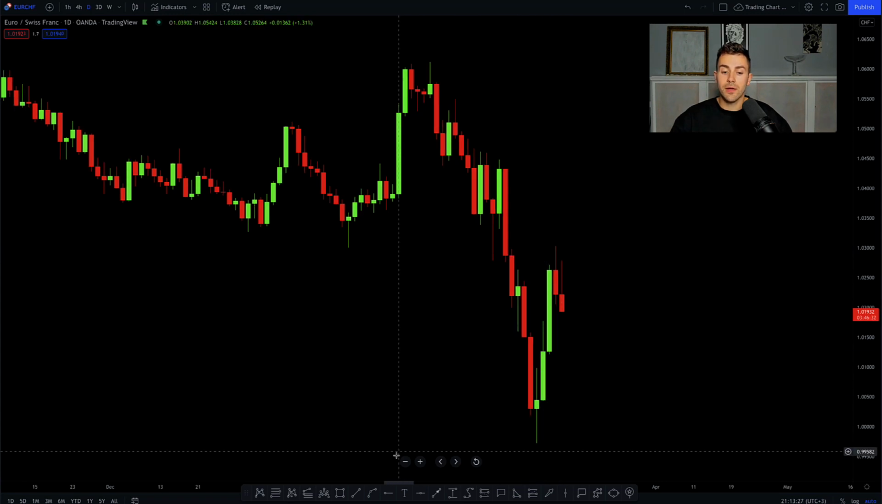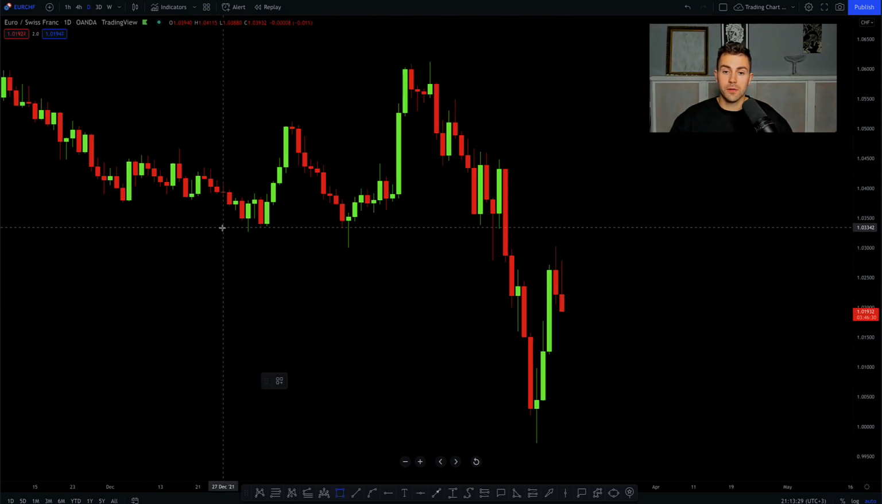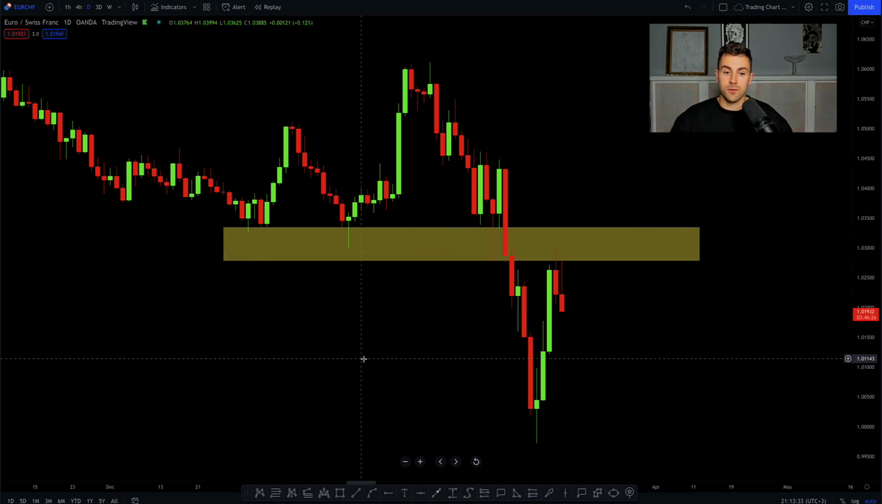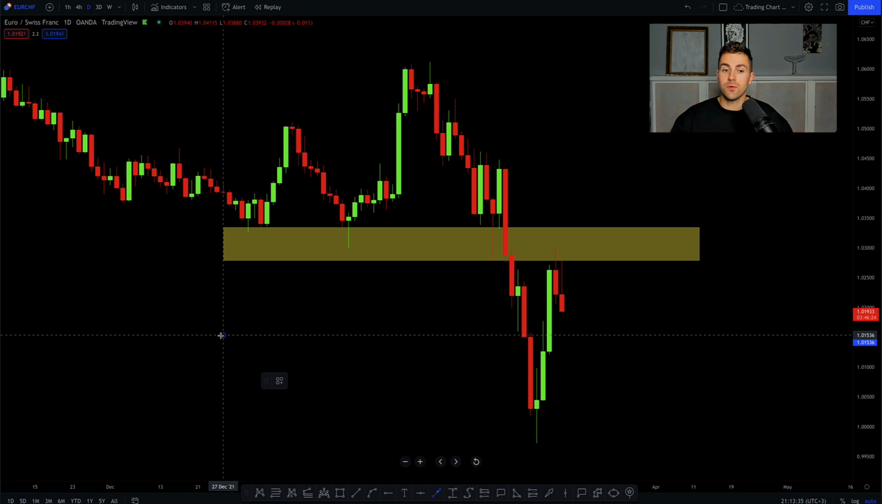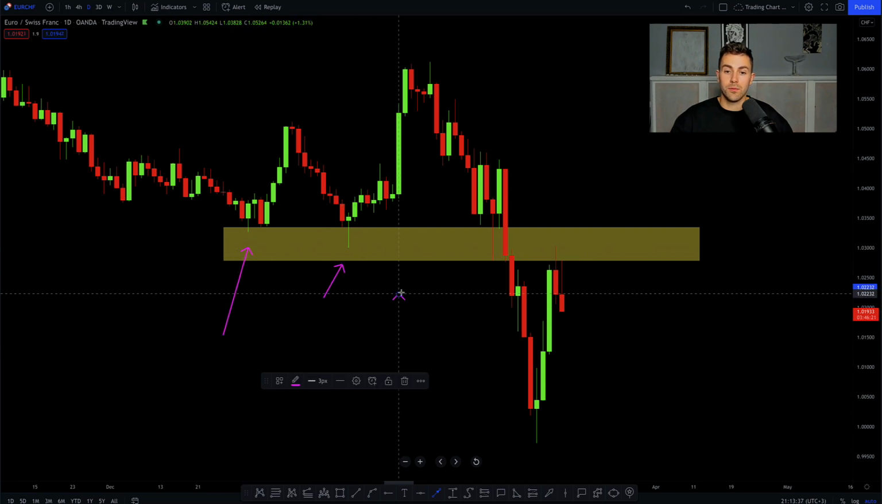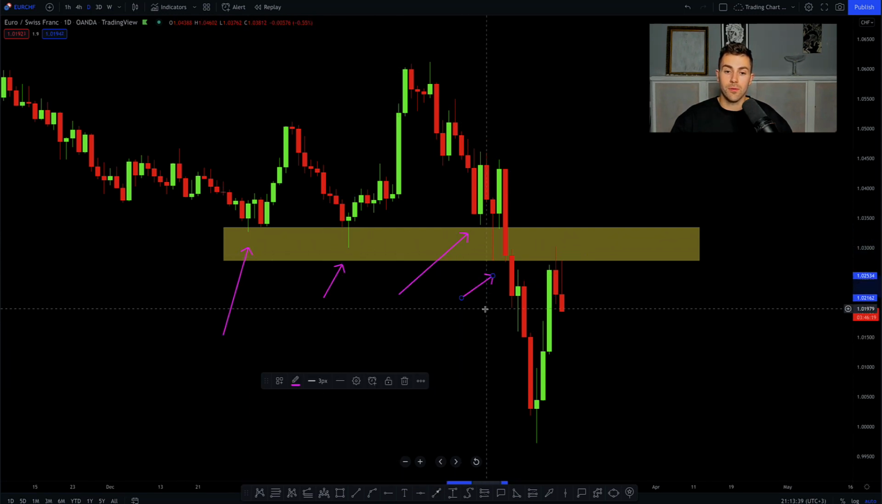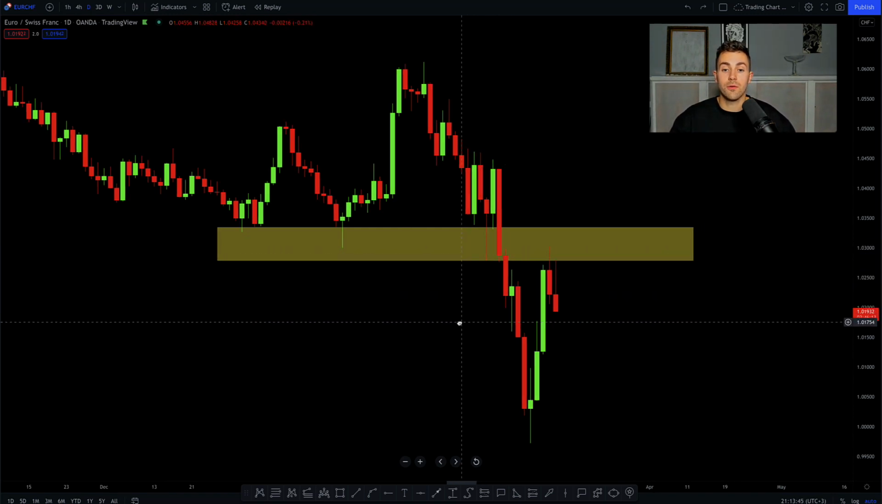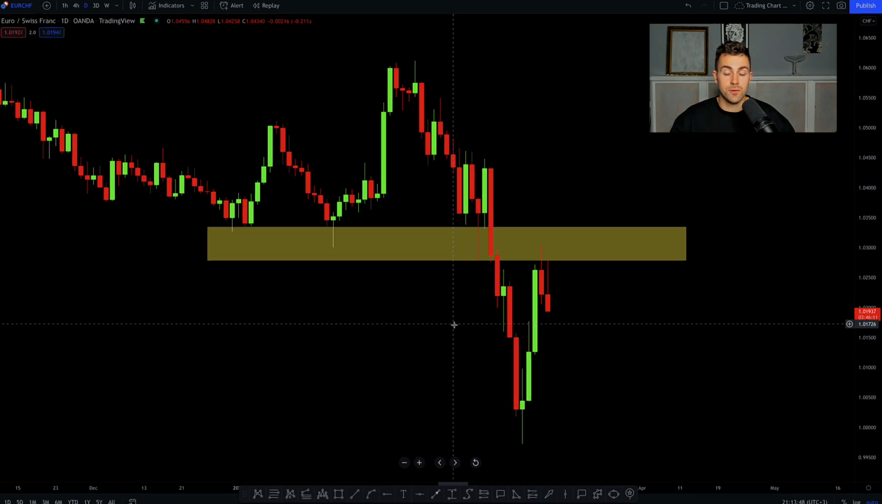And looking left at structure, you can see that here on the left we have a very peculiar structure resistance. In the past it was a very strong support. 1, 2, 3, 4 times in a row that structure was respected. And of course after the breakout that structure turned into a very strong resistance.